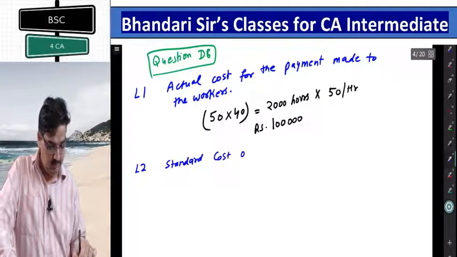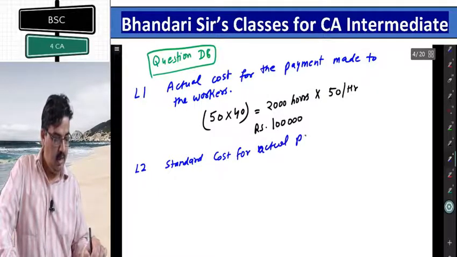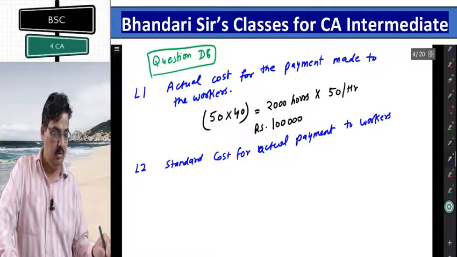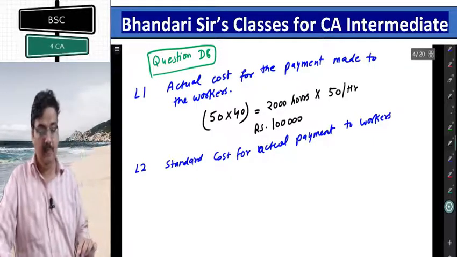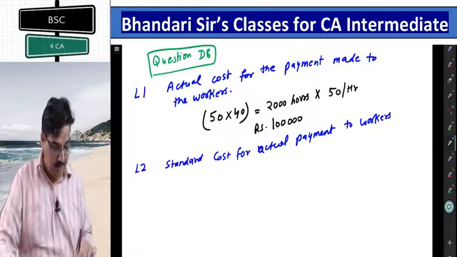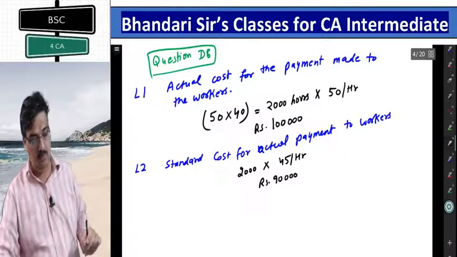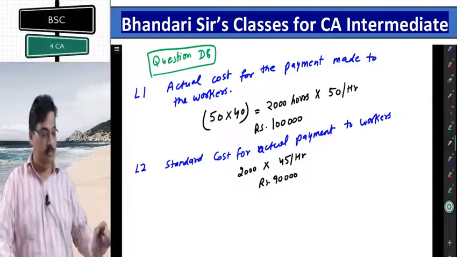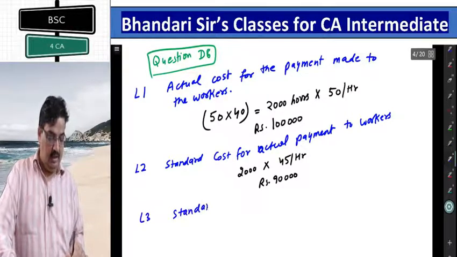L2, standard cost for actual payment to workers. What I am going to do is change only the rate. Standard wage rate is given as 45 per hour. 2000 multiplied by 45 per hour is rupees 90,000. So it is a very simple calculation, based on standard rate per hour. L3, standard cost of actual hours worked.